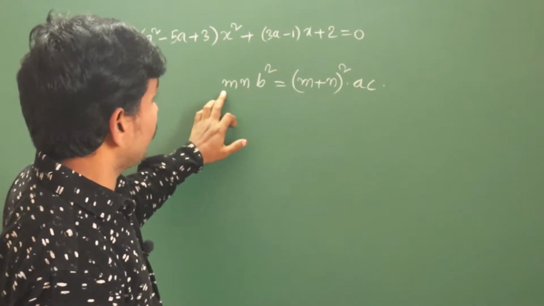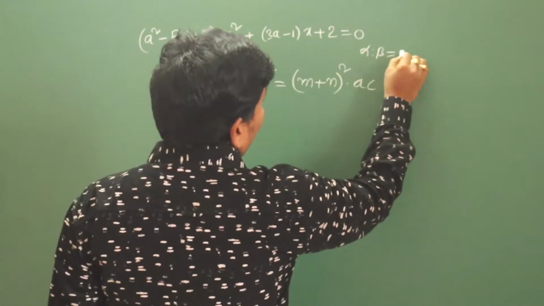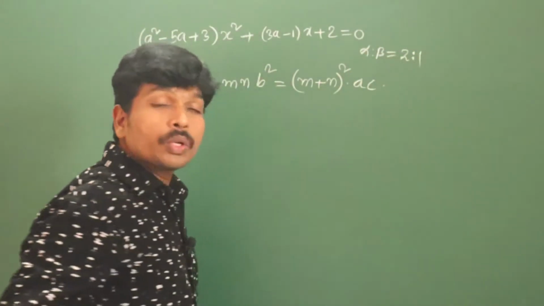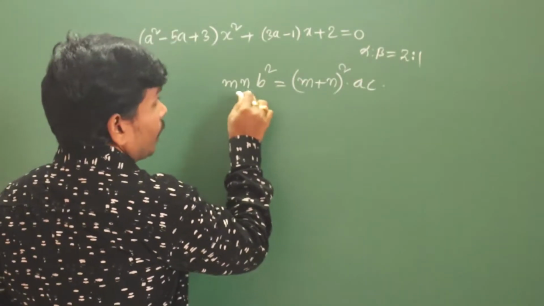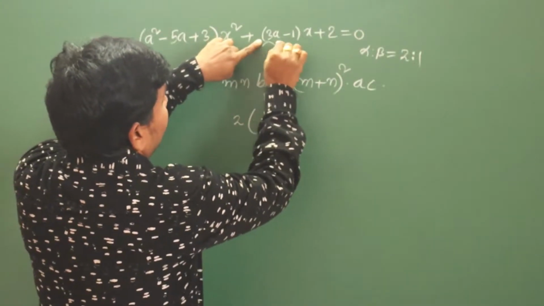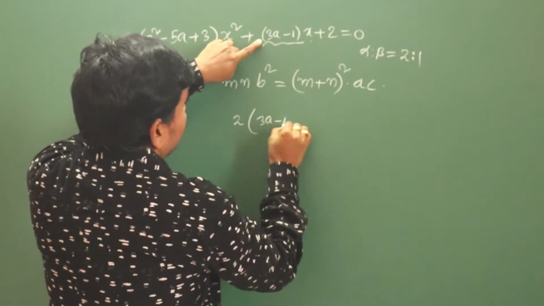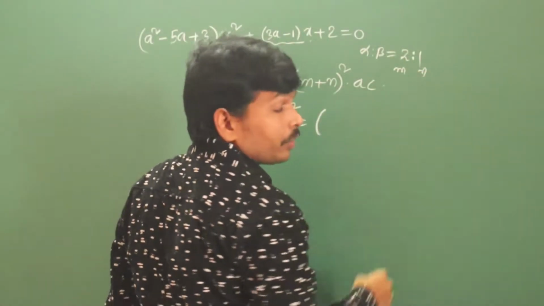So what is the m value? One root is twice the other, no? Alpha is to beta equals what did you get? 2 is to 1, because one root is twice the other root. So 2 into 1, 2, b square. What is meant by b? The b value is the x coefficient, (3a minus 1) whole square. Your m value is 2 and your n value is 1.